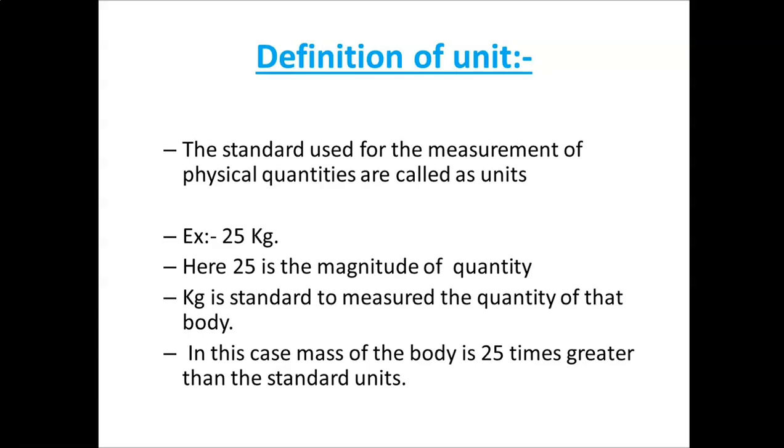In this case, the mass of the body is 25 times greater than the standard unit. The unit of the mass was just kilogram, and I have the body having the mass of 25 kg. So kg is the standard unit, and 25 is the magnitude. So when we are comparing with the standard unit, the mass of the body is 25 times greater than the standard unit. I hope that you are able to understand.